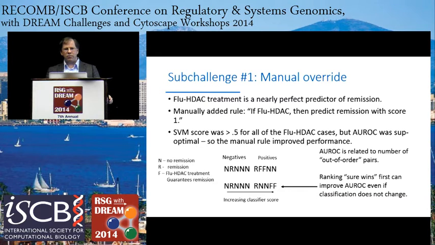So this didn't really help with the BAC score. The SVM comes back with a number, and if that number is greater than or equal to 0.5, then we say it's predicting remission. Otherwise, we say it's not predicting remission.